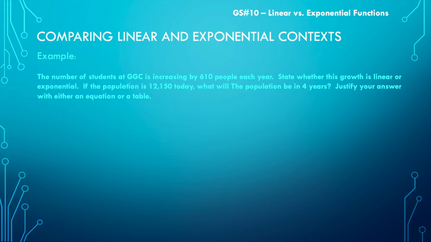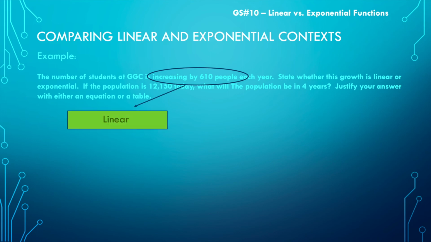So last example here, the number of students at GGC is increasing by 610 people each year. State whether this growth is linear or exponential, and if the population is 12,150 today, what will the population be in 4 years? Justify your answer with either an equation or a table. So this is a similar context to what we saw before, except that when we're looking at the increase or decrease, we see we're increasing by a specific quantity every year, which tells us we're talking about a linear context.